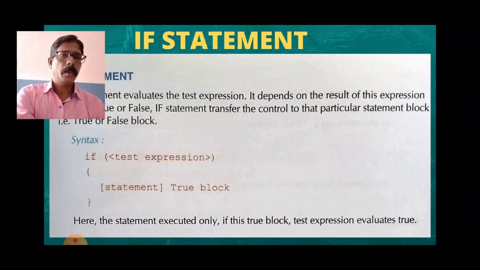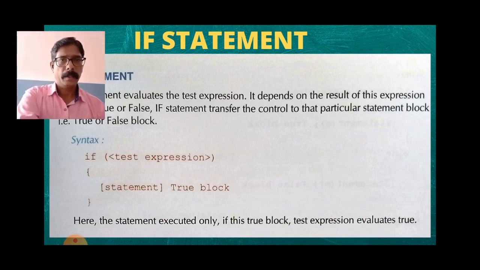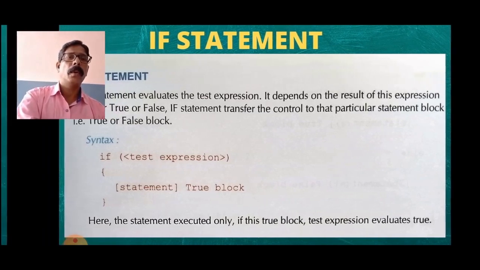If it is true, then we will divert our program one way. If it is false, then we divert the program another way. Okay, we are giving the command to the computer: if the statement is true, then do this; if the statement is false, do this. The if statement transfers the control to that particular statement block, the true or the false block.